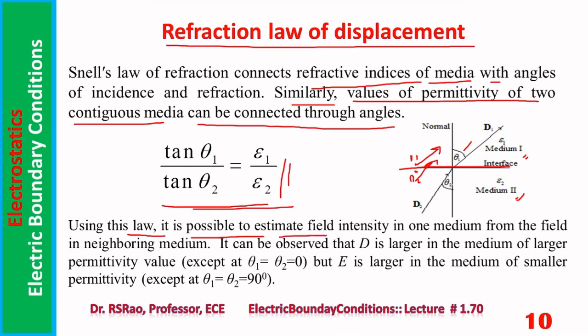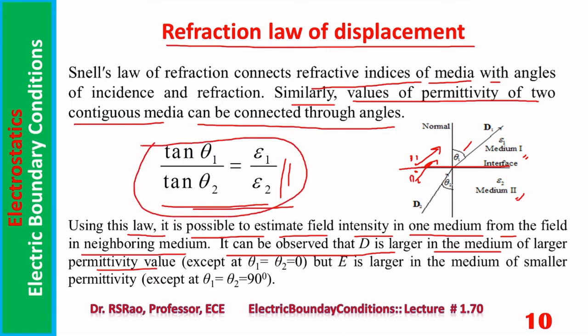Using this law, it is possible to estimate field intensity in one medium from the field in the neighboring medium. It can be observed that D is larger in the medium of larger permittivity, but E is larger in the medium of smaller permittivity. The derivation of this law is quite simple. It can be derived from continuity of tangential components and continuity of normal components. Combining those two, one can obtain this relation. As it is similar to Snell's law, appearance-wise, it is called the refraction law. But don't think that there is any wave here. This law is named the refraction law of displacement.